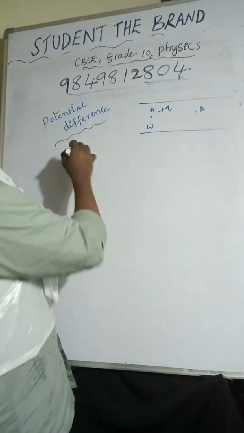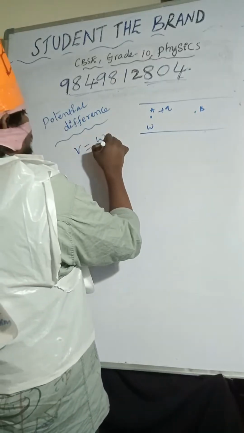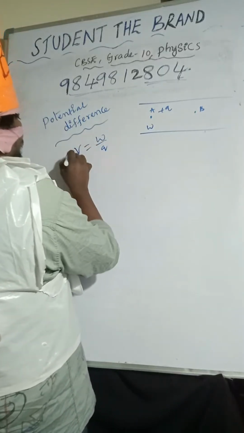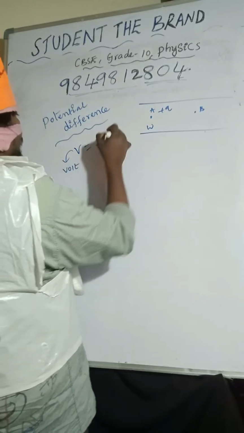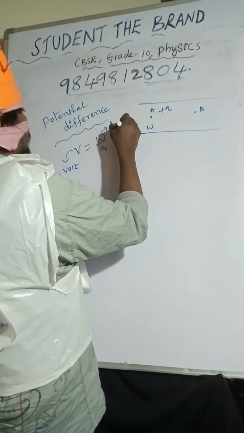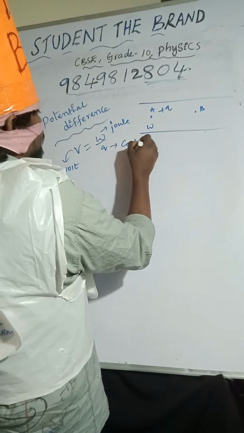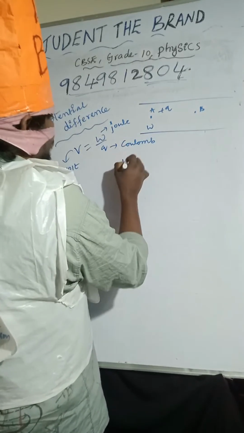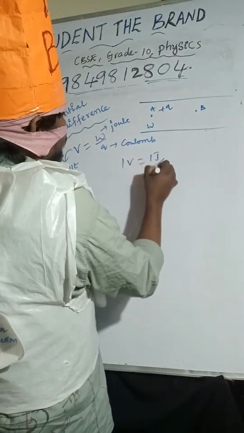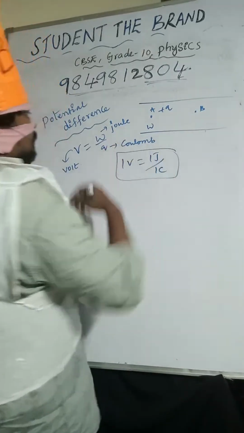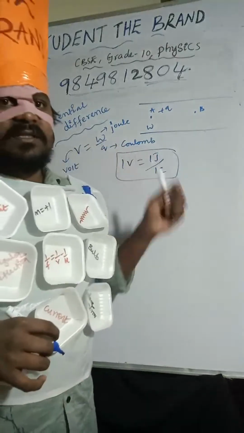Then V equals W by Q. The SI unit of potential difference is volt, the SI unit of work is joule, and the SI unit of charge is coulomb. So 1 volt equals 1 joule by 1 coulomb. So that is potential difference.